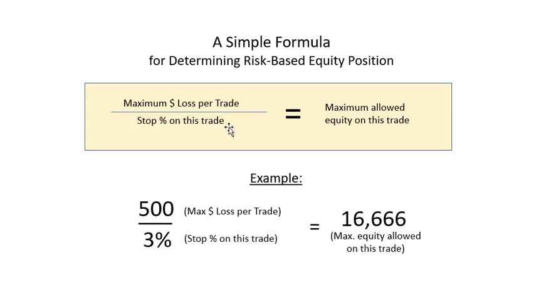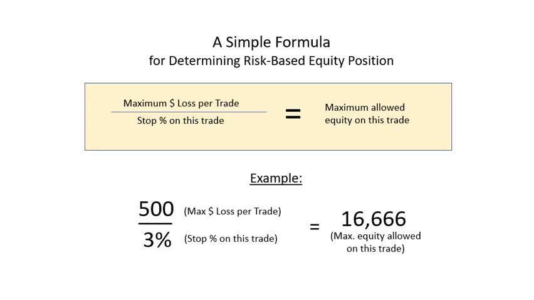And just to stop here for a second, in the chat room I've been posting the risk on the trades as a percentage because of this whole formula. So if you take the maximum loss divided by the stop percentage on the trade, then you end up with the maximum allowed equity on the trade. So for example, if $500 is your maximum loss per trade and your stop is a 3% stop, then you could use $16,666 as your equity on that trade.